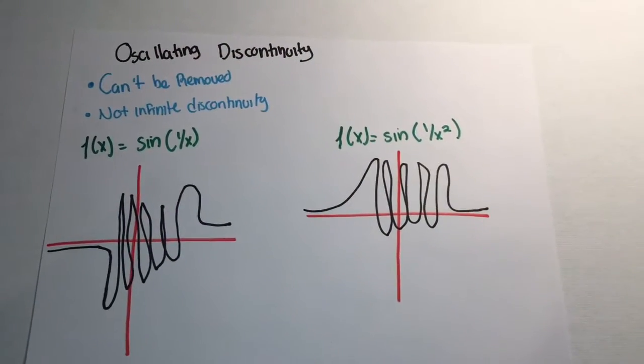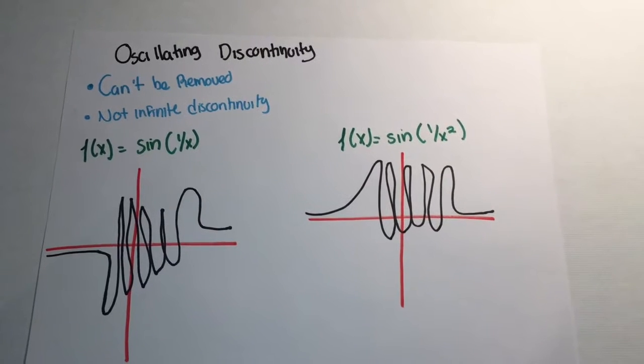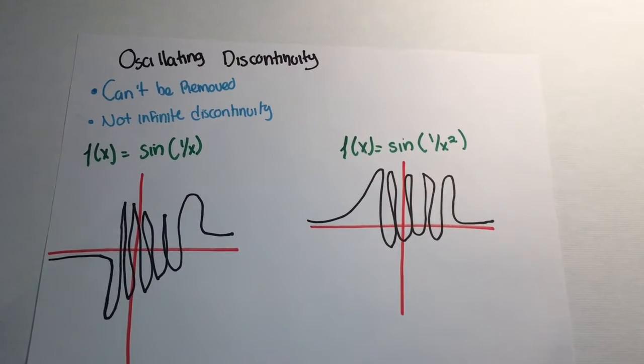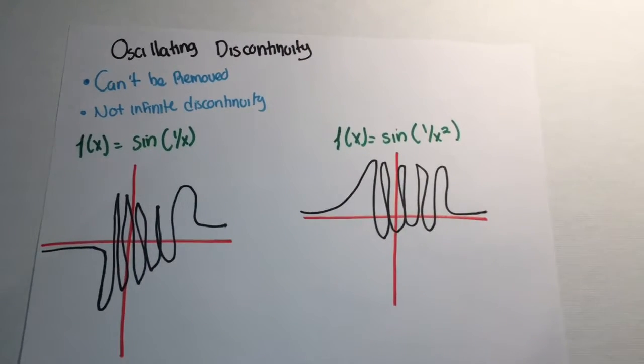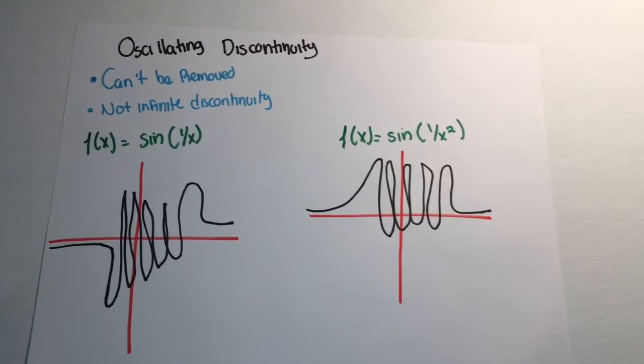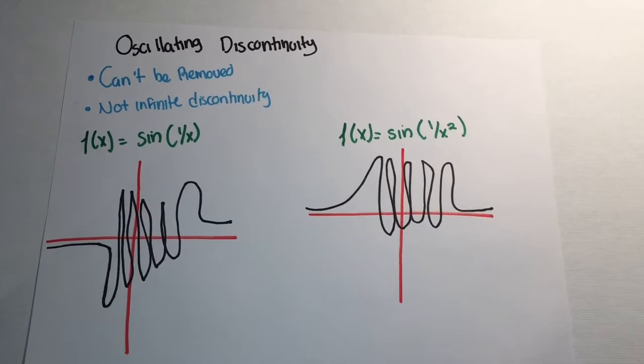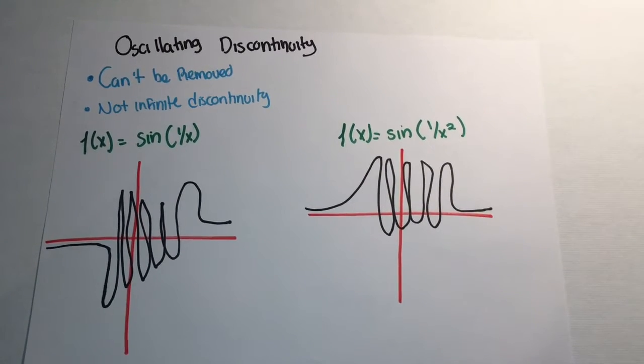Oscillating discontinuity cannot be removed and is not defined. It is an infinite discontinuity, as in the examples of f of x equals sine of 1 divided by x and f of x equals sine of 1 divided by x squared.